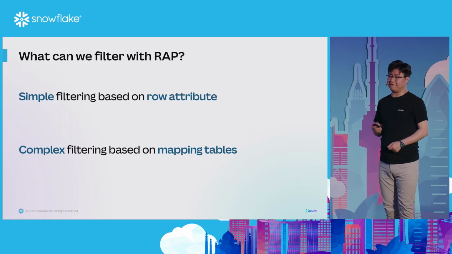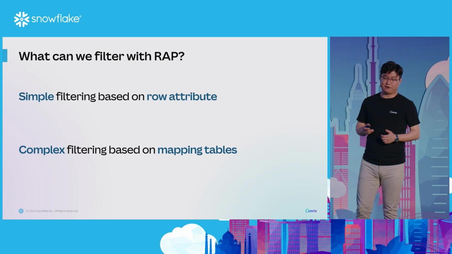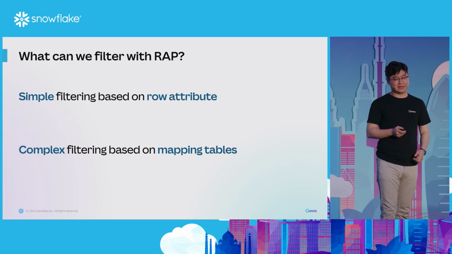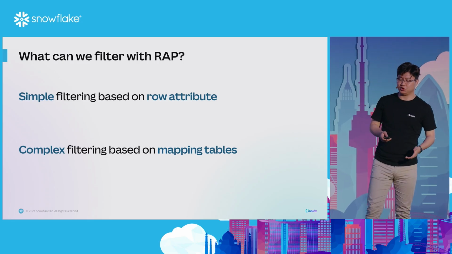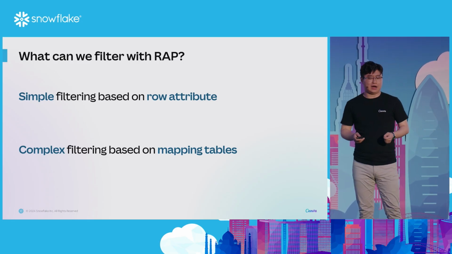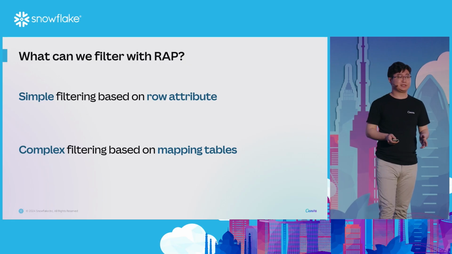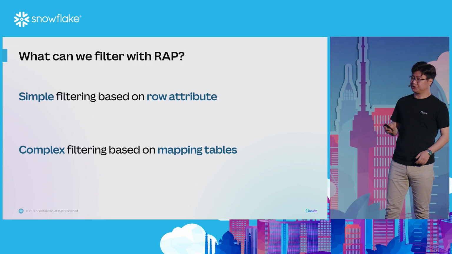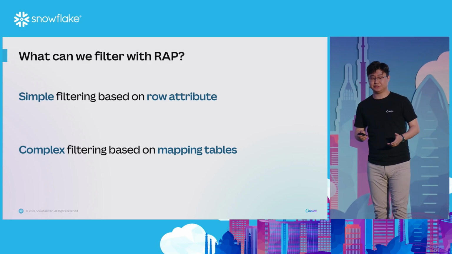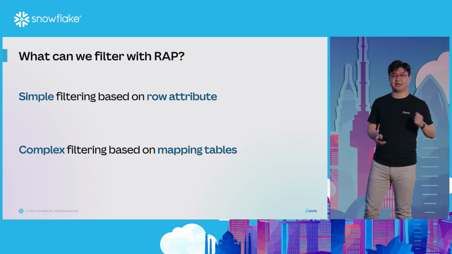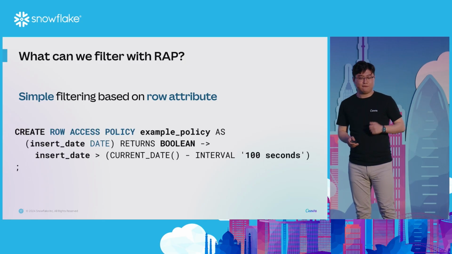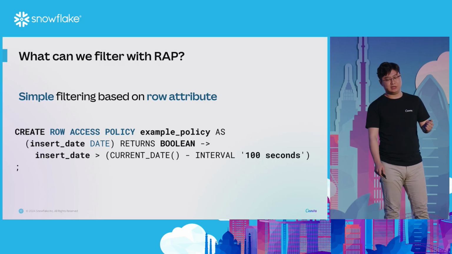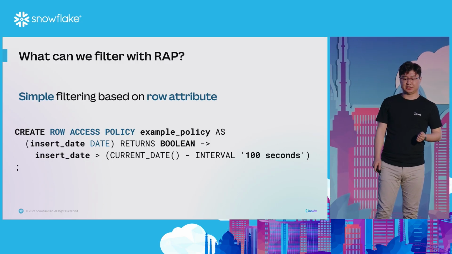Row access policies are very versatile in that we have options on how we want to filter rows. We can go with a simple approach by filtering based on a certain row attribute, like what we just saw with the analyst example. I don't have time today to discuss the more complex approach of filtering on mapping tables, but I'll be happy to take any questions either at the end of the presentation if time allows, or after this presentation outside. For now, let's formalize the simple row attribute-based filtering with a code example of the earlier analyst scenario.